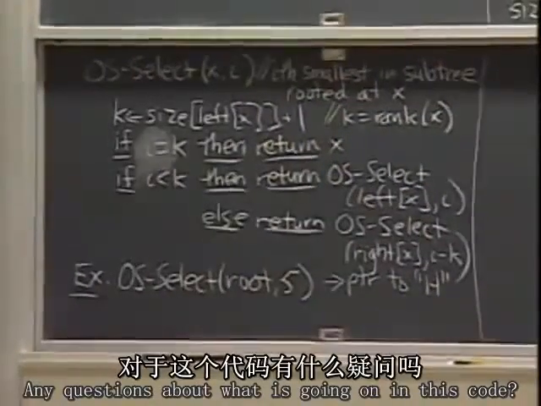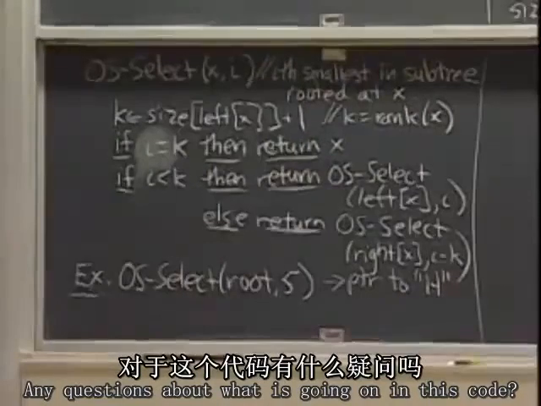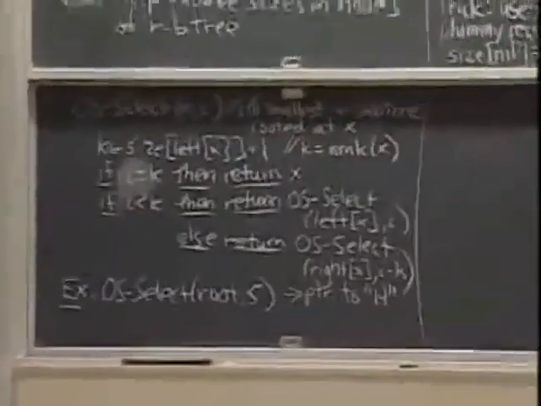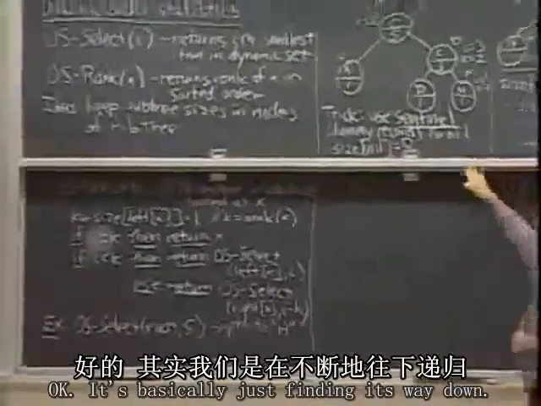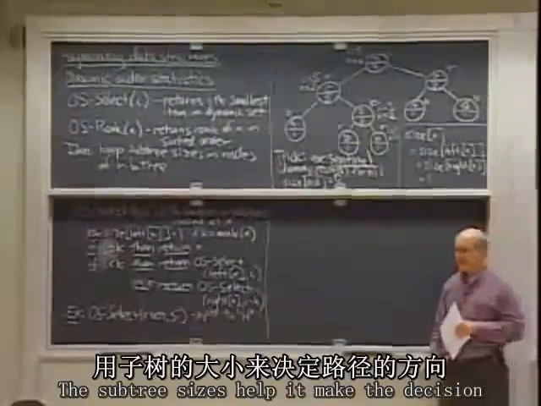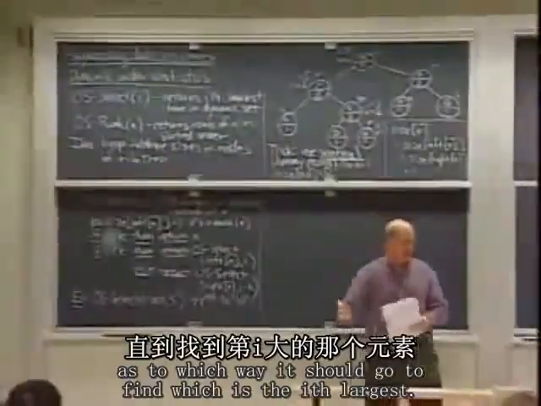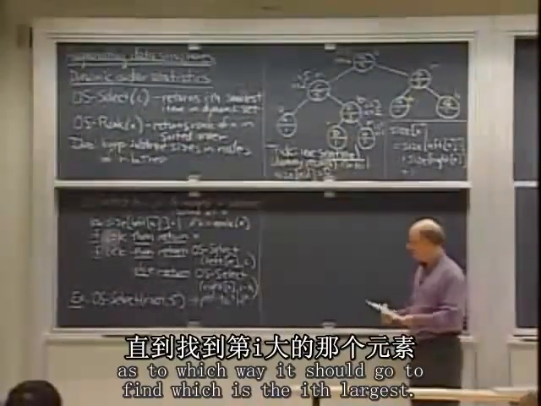Okay, so any questions about what's going on in this code? Okay, so it's basically just finding its way down. Okay, those subtree sizes help it make the decision as to which way it should go to find the ith largest.